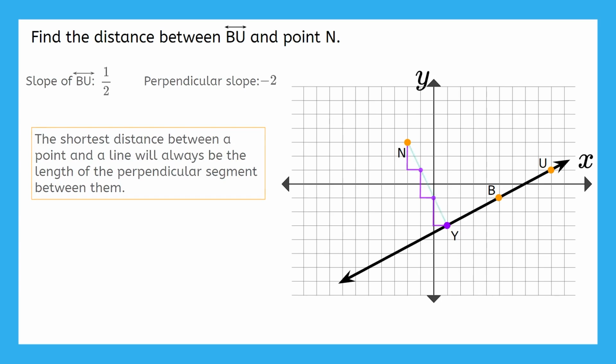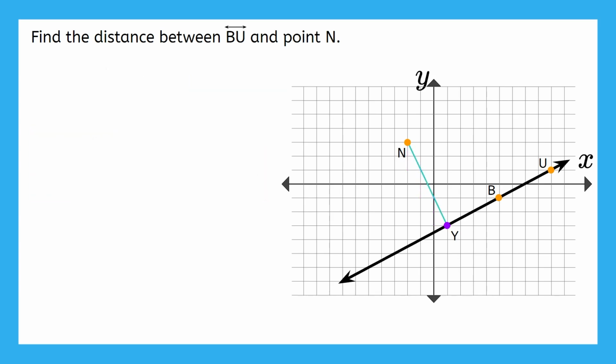Now that we've found the line segment that represents the shortest distance between our line and our point, we need to find the distance that it represents. How can I find the distance between point N and point Y? The distance formula.